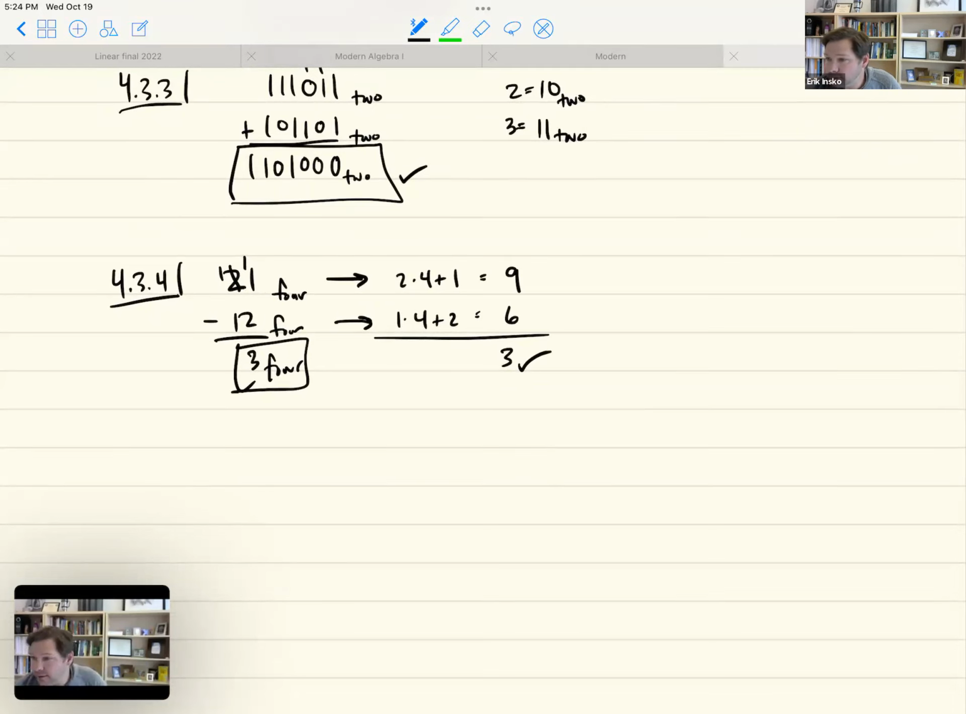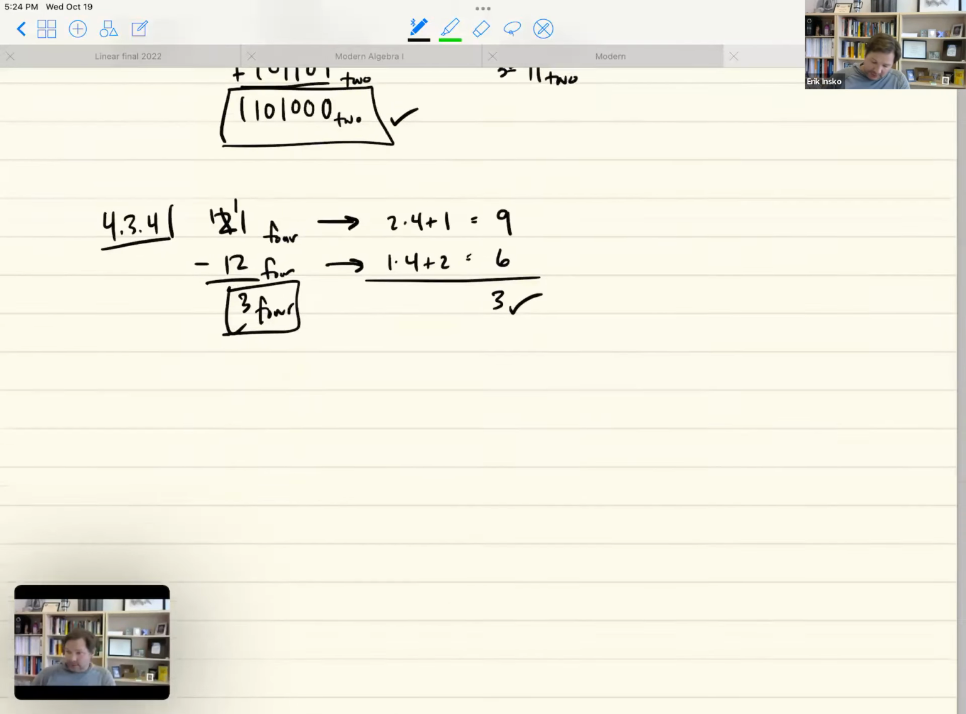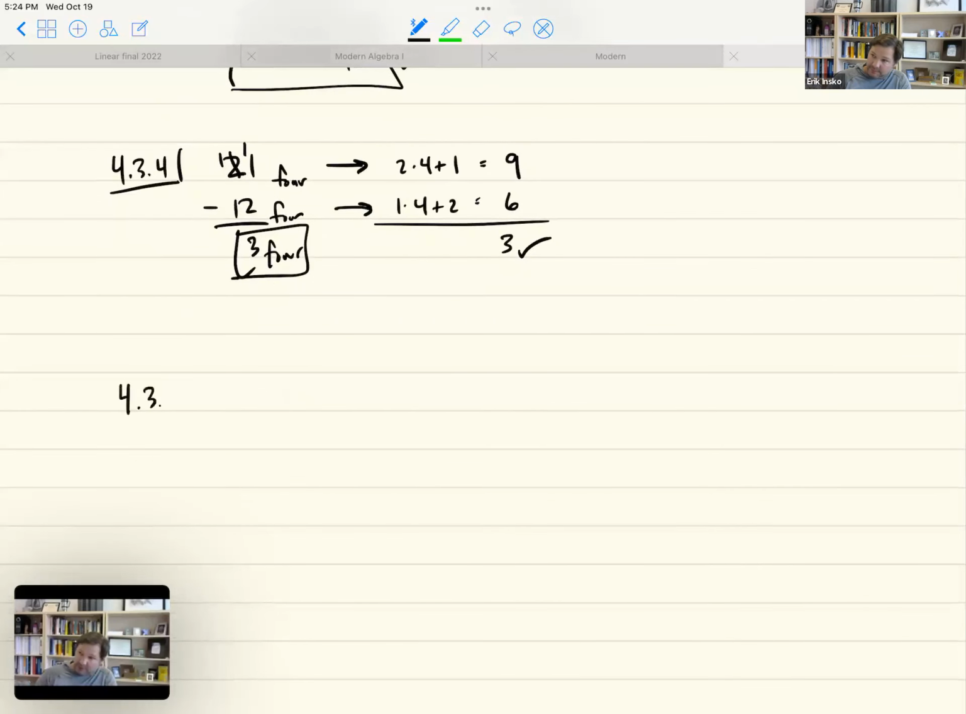Okay, 5 wants us to do a subtraction problem. It is 1001 base 2 minus 111 base 2. Okay, so 1 minus 1 is 0. And then to do the other ones, I need to borrow, right? So I need to borrow over to there. So I get 10 minus 1 is 1. And 10 minus 1 is 1.